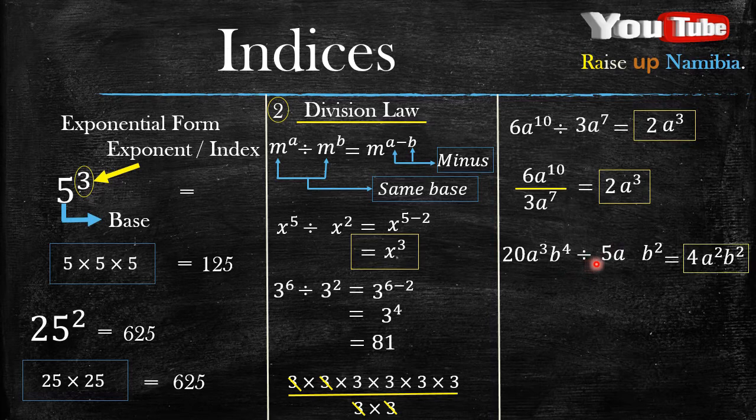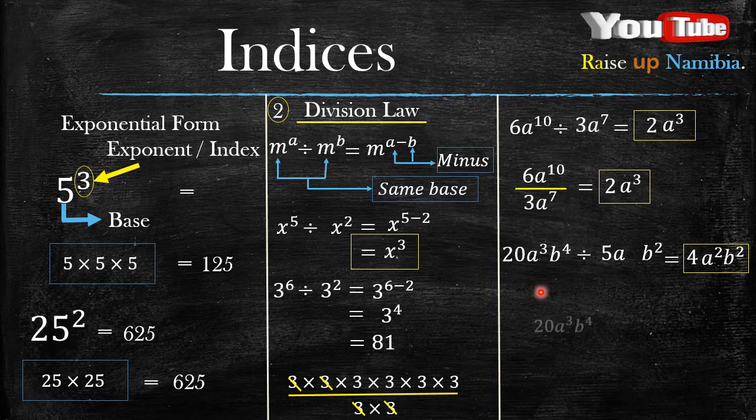Now this answer as well is 4a squared b squared. How did we get this answer? Simply by looking at the number part first, by saying 20 divided by 5 gives you 4. And then if you look at a, it's raised to the power 3, and this a is raised to the power 1. So 3 minus 1 will give you a 2. And then if you look at the b part, 4 minus 2 will give you 2. That's why we have b squared.